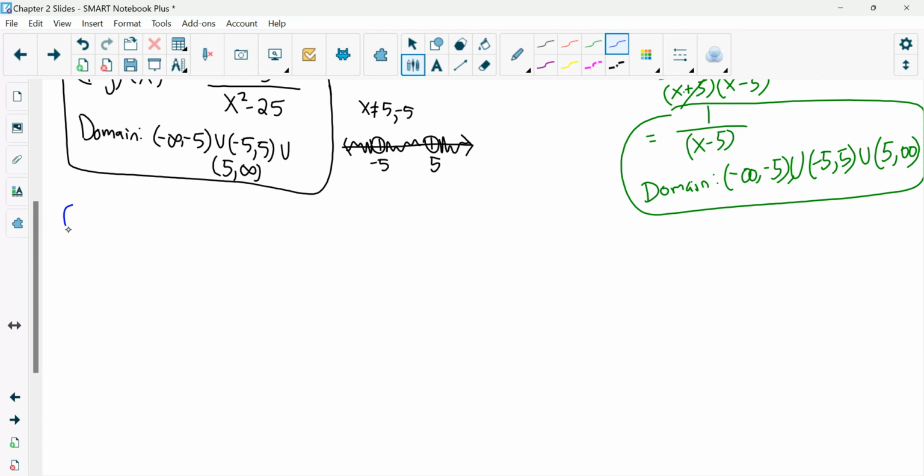Our multiplication, so I'm doing f times g of x. So that would be 3x plus 1 over x squared minus 25 times 2x minus 4 over x squared minus 25.